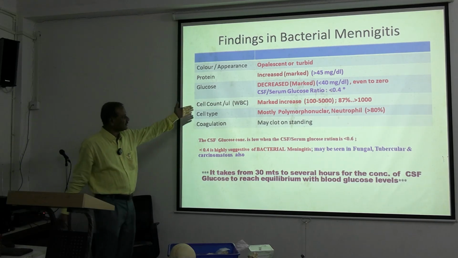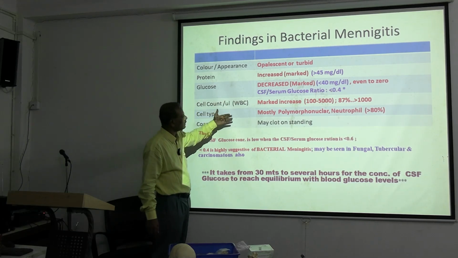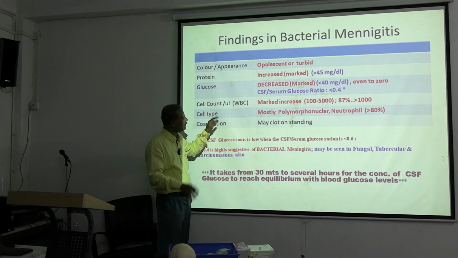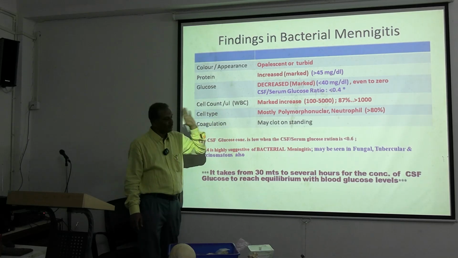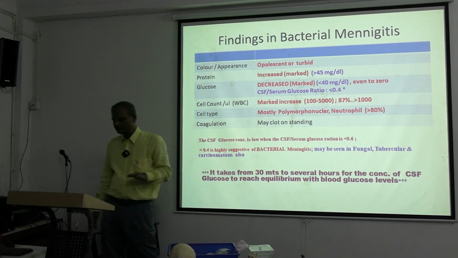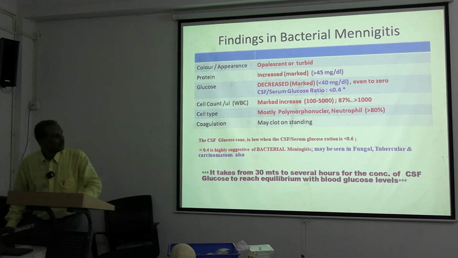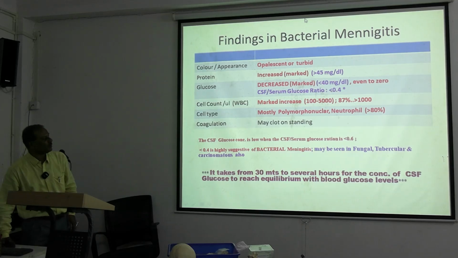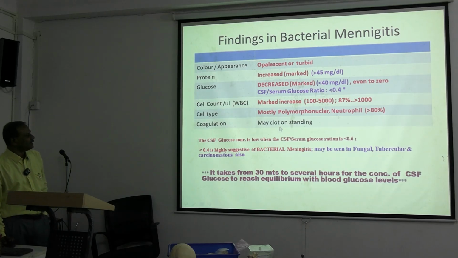Now if the CSF to plasma glucose ratio is less than 0.4, you diagnose this case. Cell count remarkably increased. And cell type, as I told you, will be predominantly neutrophil. A clot may be there. So normally less than 0.4 is basically suggestive of bacterial meningitis.